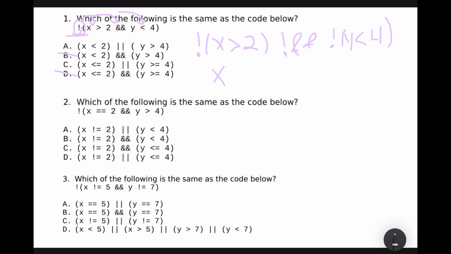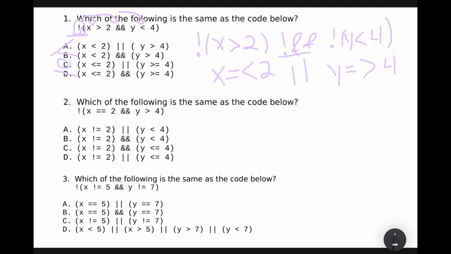So when it's equal to 2 or it's less than 2. And then this is or, we talked about this. And then not y less than 4 is when y is equal to or greater than 4. So we have to find the answer choice, and the answer choice is answer choice C. So for 1, the answer is C.